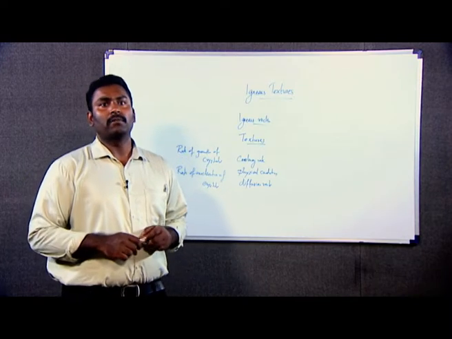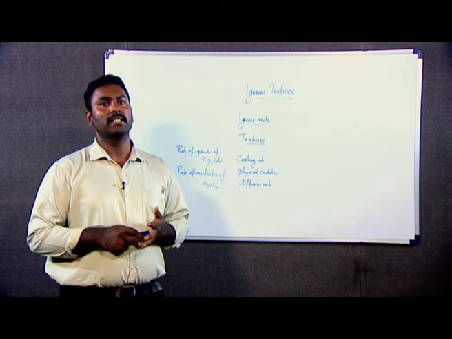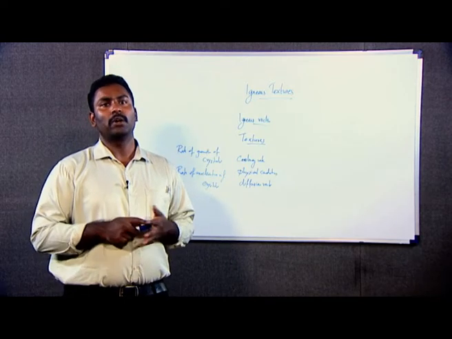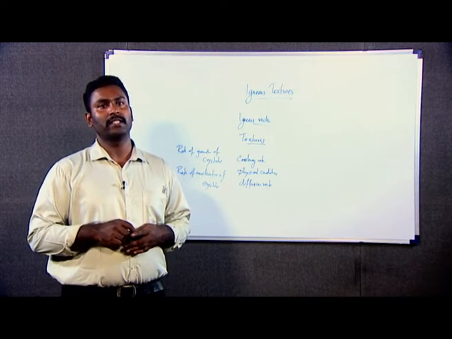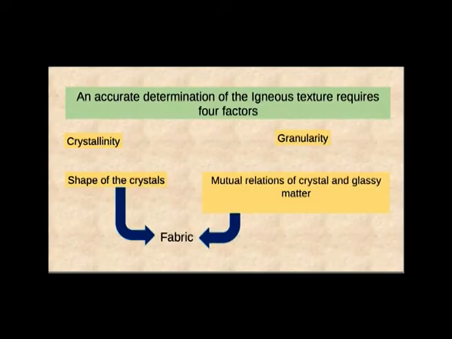Now we will discuss the factors needed for the accurate determination of igneous textures, which contribute to defining the texture of an igneous rock. There are four main factors. The first one is crystallinity, then granularity, the third one is the shape of the crystal, and the fourth one is the mutual relationship of crystal and glassy matter. So based on these four factors, the texture of an igneous rock can be explained.